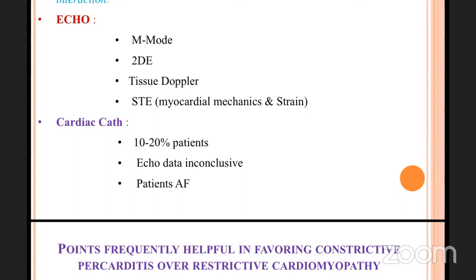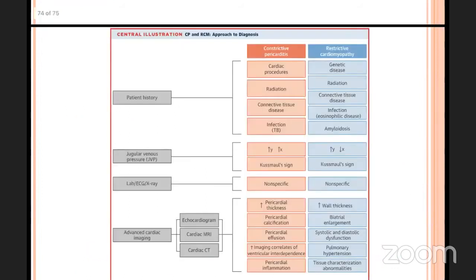So finally, we will come to an algorithm wherein we say, in making a diagnosis, you should take a patient history first. If the patient gives history of radiation, history of connective tissue disorder, or history of pericarditis due to pyogenic infection spreading from the adjacent lungs, probably more likely to be a constrictive pericarditis. If there is a family history of cardiomyopathy, probably restrictive cardiomyopathy is more likely.